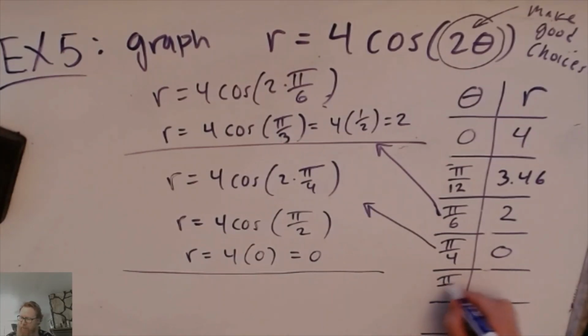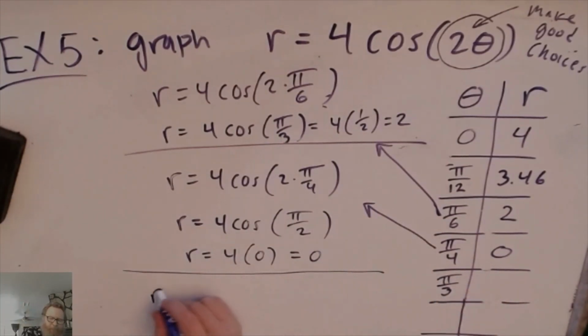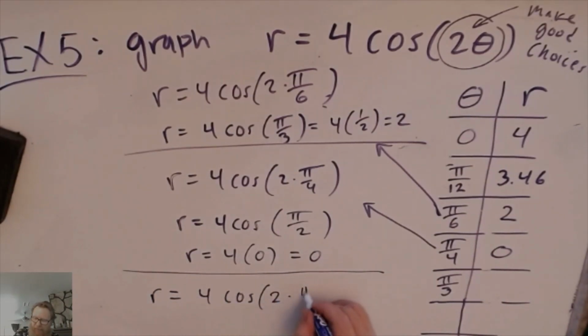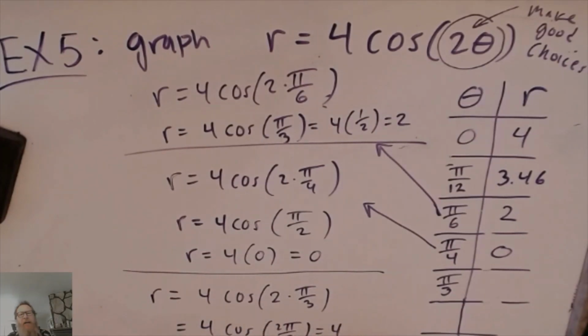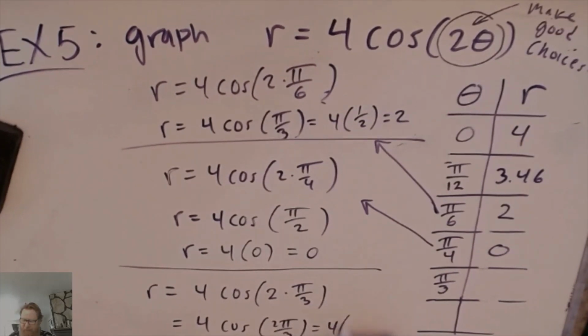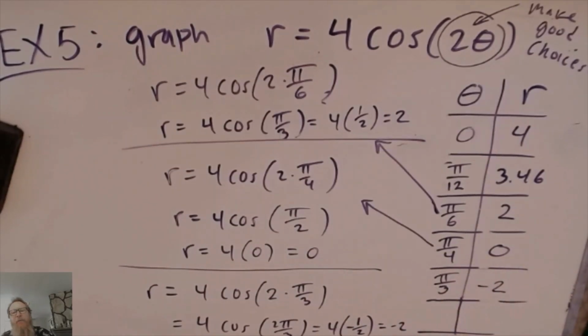How about pi over 3? 4 cosine. Notice why I don't have the graph paper out yet. You're going to need a lot of points in order to break out your graph paper. So this is 4 cosine 2 pi over 3. Remember, cosine of 2 pi over 3 is negative 1/2. So that's negative 2. All right, and then pi over 2.